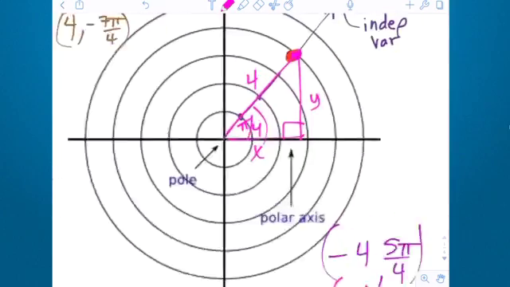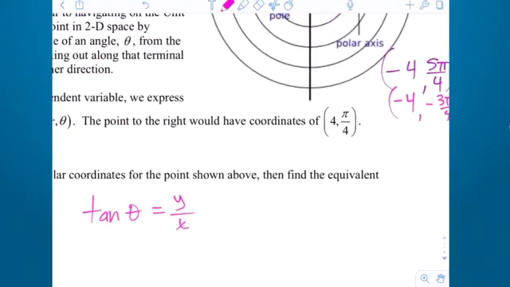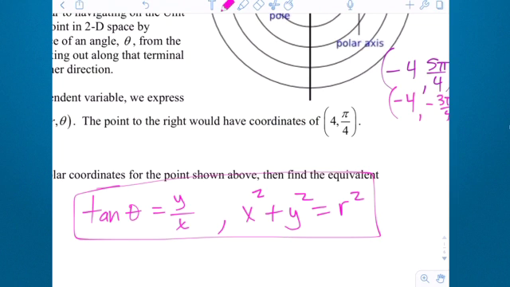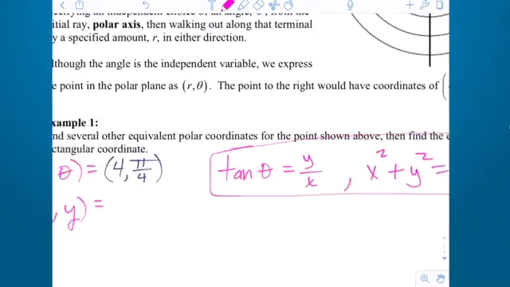And we also have a way to relate the side lengths to the hypotenuse, which is the Pythagorean Theorem. In this case, x squared plus y squared equals r squared. These are essentially the two equations that you're going to be using when you're going back and forth between rectangular and polar. Because one of them expresses the angle in terms of x and y, and the other one expresses x and y in terms of r. So let's go ahead and figure it out.